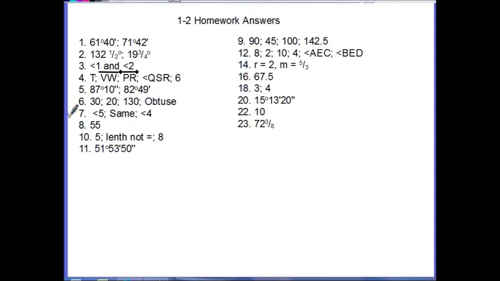So here are the answers to the 1-2 homework. Now remember, section 1-2 is going to span 2 days. So here's the answer for the first night, here's the answer for the second night. If you have questions, please make sure you jot them down, and I'll make sure we address them in class. Have a good one.